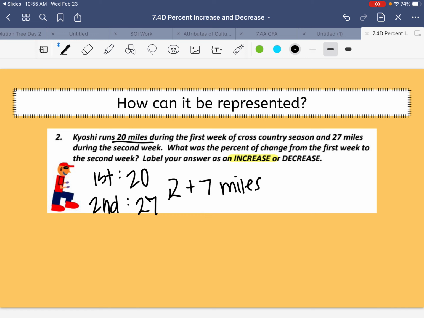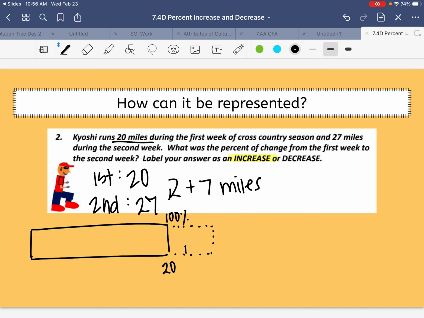And we can represent it multiple ways. I can represent it in a ratio table, or I could also represent it in a strip diagram. If I draw a strip diagram, this would represent 100%. The whole strip is one whole. And I know that my original whole was 20 miles. But we added on 7 miles. So I added 7 miles to get to 27 miles.